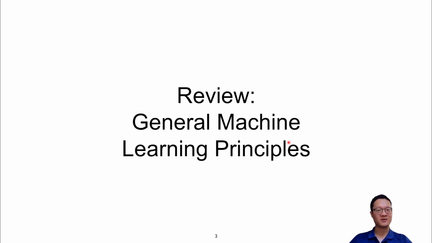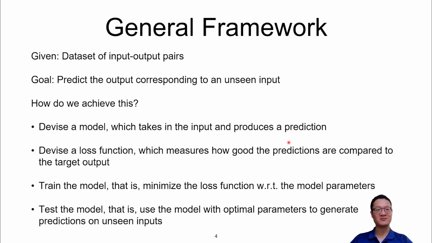Okay, a review of the general machine learning principles that we have talked about. The general framework in machine learning is: given a data set of input-output pairs, we would like to predict the output corresponding to an unseen input. The way we achieve this is to first devise a model. We have seen several different kinds of models, and the model basically takes an input and produces a prediction.